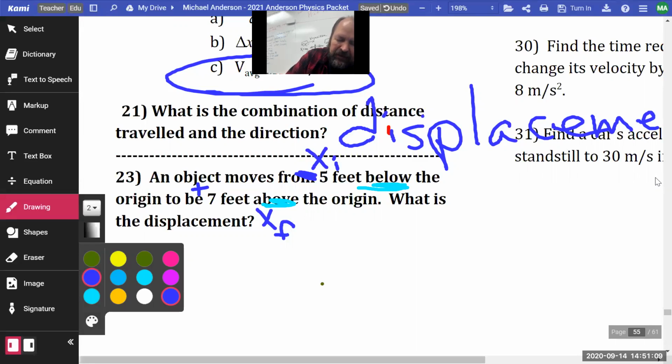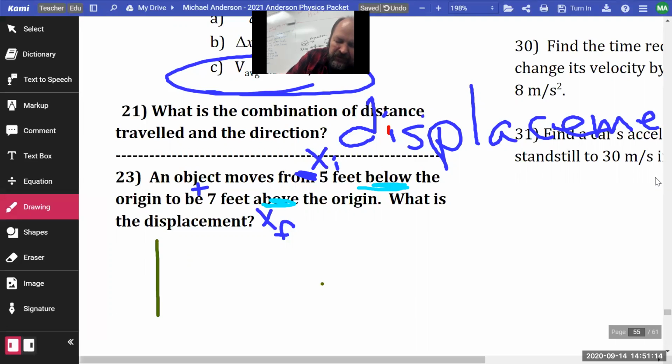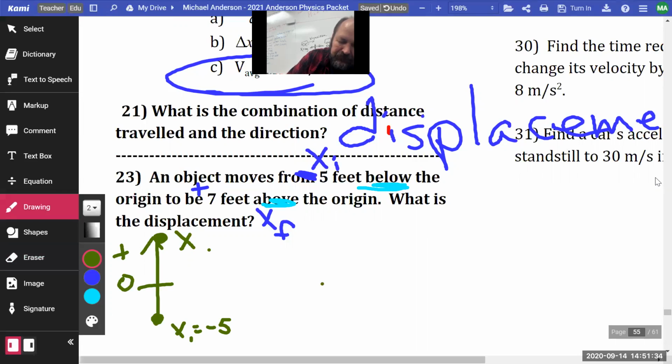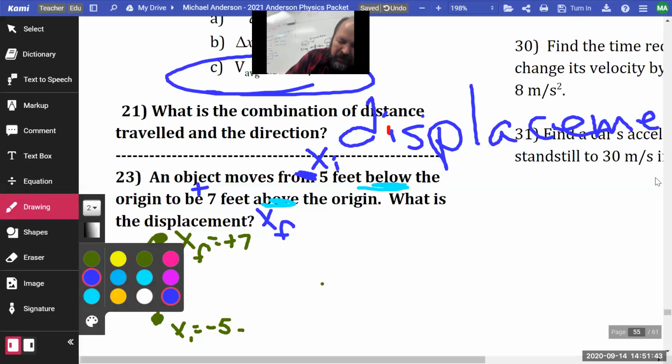If I just draw a picture of this, see here, we have up and down. So let's do the origin this way, positive going up. It starts off down here, x sub i is -5, right there on the number line. And positive 7 is way up here. So you can see then that from way down at the bottom, up to the positive 7 is going to be a difference of 12.